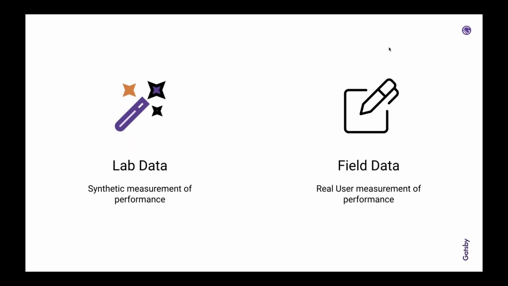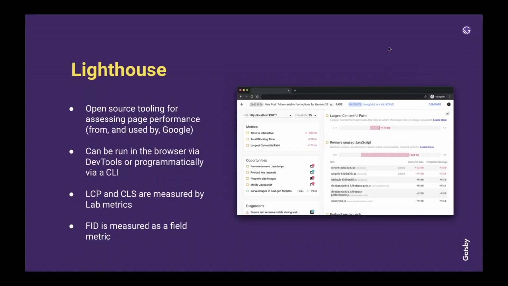Field data is that more expansive real user measurement, where we're combining opted-in data from the Chrome browser and from Android devices, giving us a holistic view of our actual Core Web Vitals score. So you'll see that some tools do things with lab data, some do things with field data, some are a combo. But it's important to remember when we are running, for instance, Lighthouse, that a lot of these are measured in either field metrics or lab metrics.